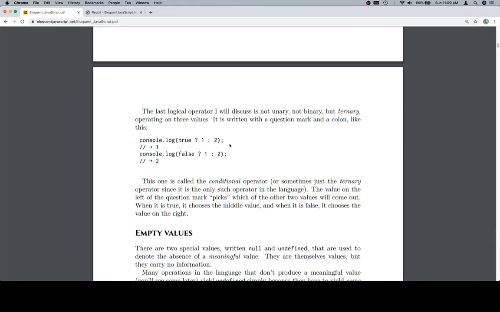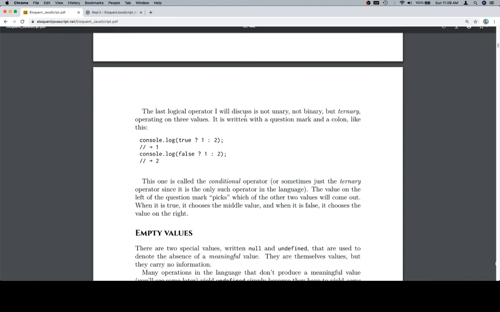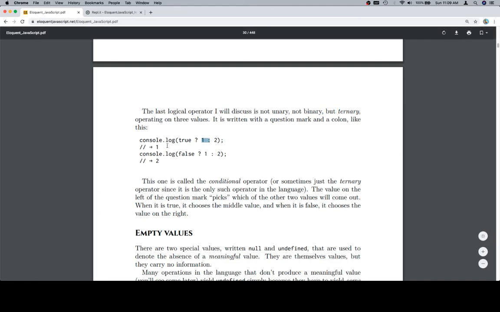This one is called the conditional operator, or sometimes just the ternary operator, since it's the only such operator in the language. The value on the left of the question mark picks which of the other two values will come out. When it is true, it chooses the middle value, as we see here. And when it is false, it chooses the value on the right. So if we have false, we're going to get this value, which is kind of cool.